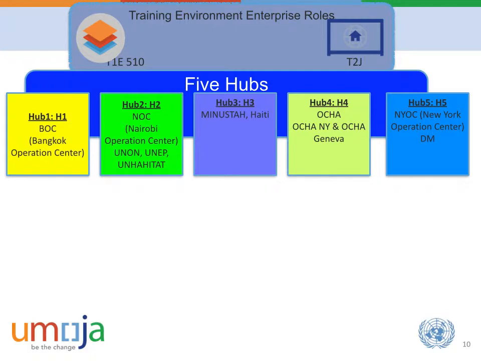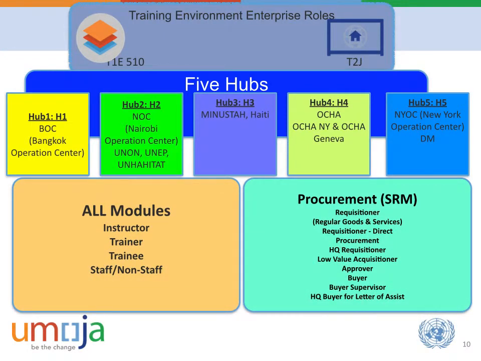And as we explained, all the modules other than procurement will utilize the 4 basic sets of enterprise roles, which are instructor, trainer, trainee, or staff or non-staff. So you should be a part of one of these user categories to get into the system. On the procurement side, you're going to have more fragmented enterprise roles compared to the other modules, where you will have a requisitioner, an HQ requisitioner, a low value acquisitioner, approver, buyer, and so on and so forth.